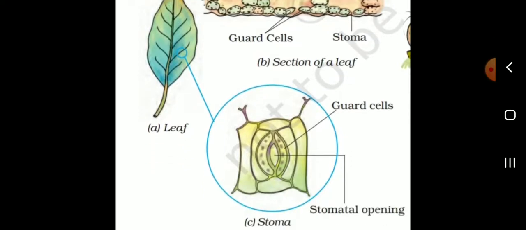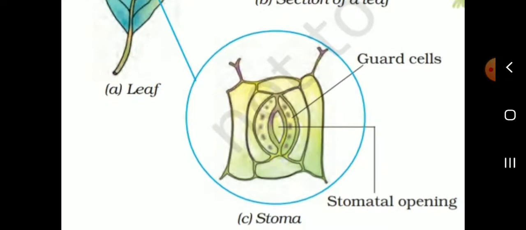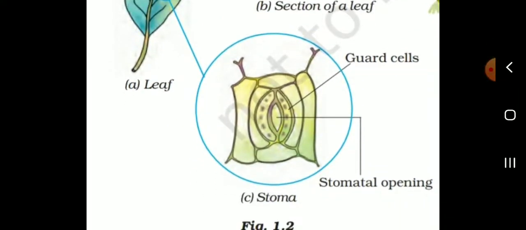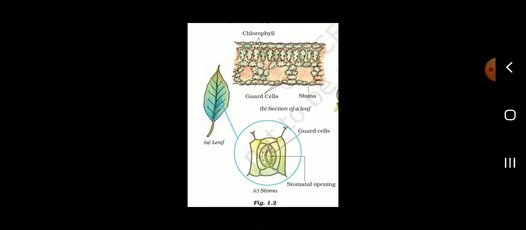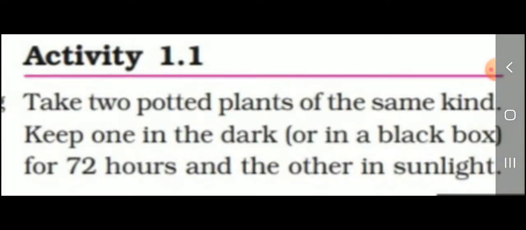This is a section of a leaf. This one is a stomata. This is a guard cell, students. This is a stomatal opening. This is a guard cell. So where are stomata located? Stomata are present in leaves. That's all.